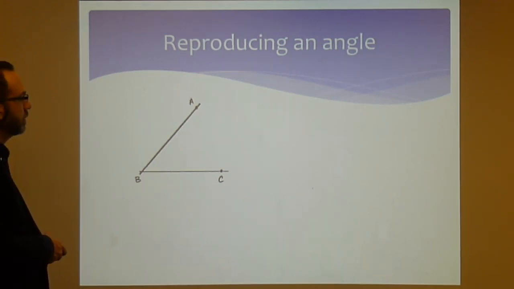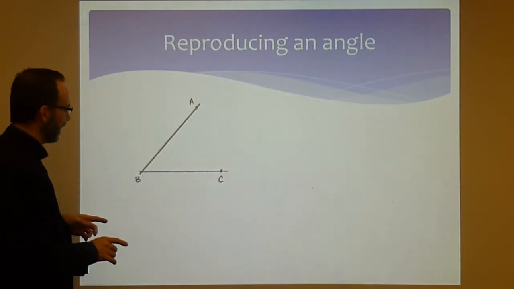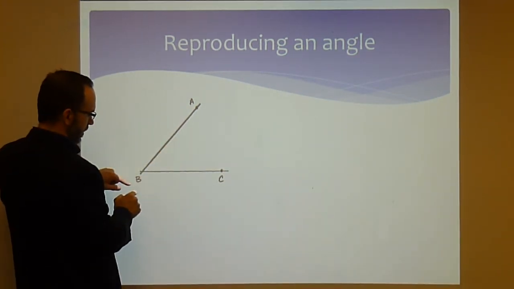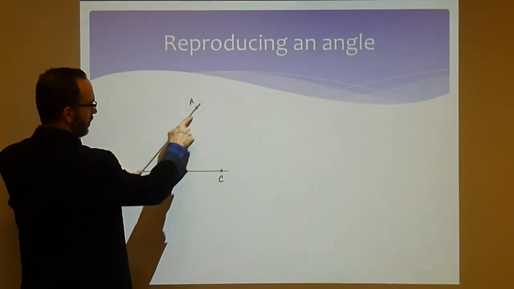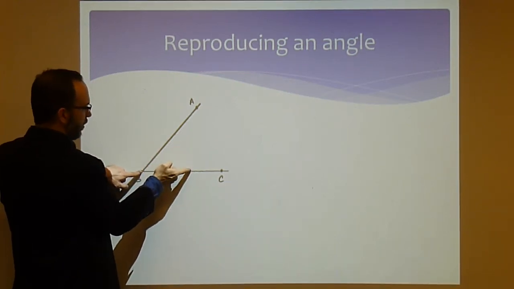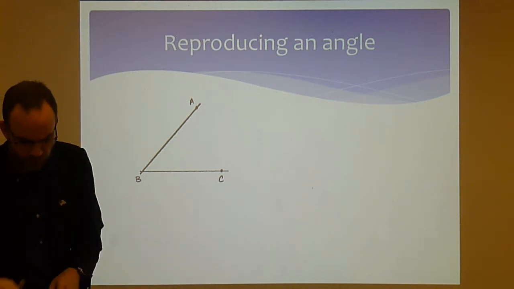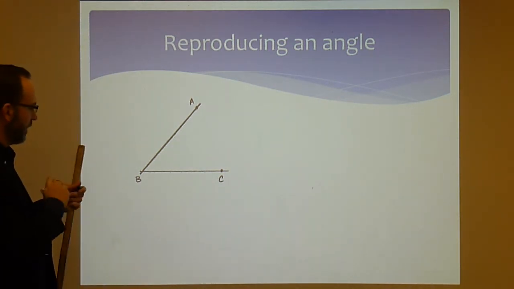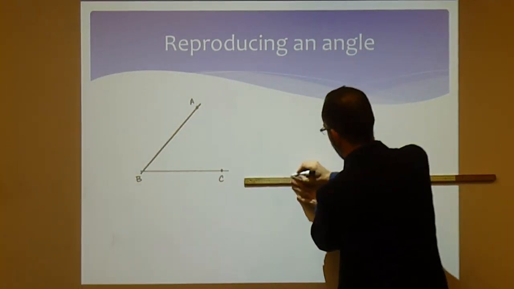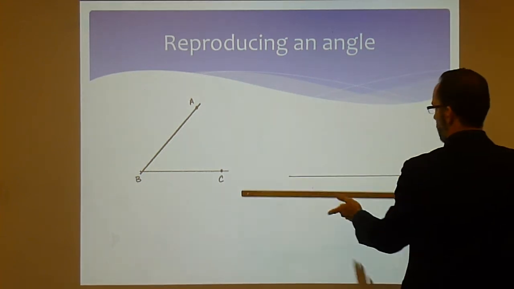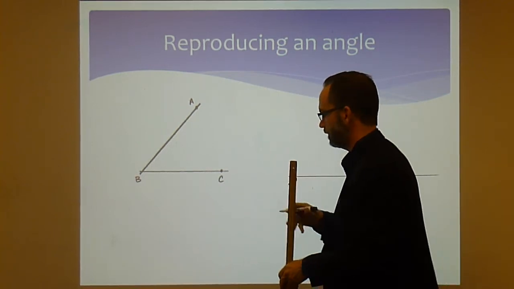Reproducing an angle. Ooh, that's challenging. An angle is the rotational separation of two rays. You've got a ray that starts at B and goes out through C, and a ray that starts at B and goes out through A. And what is the separation rotationally between these two rays? Well, here's what we're going to do. If I want to reproduce this, I'm going to draw another line. Make it longer. I'm going to pick a point, call it B prime.